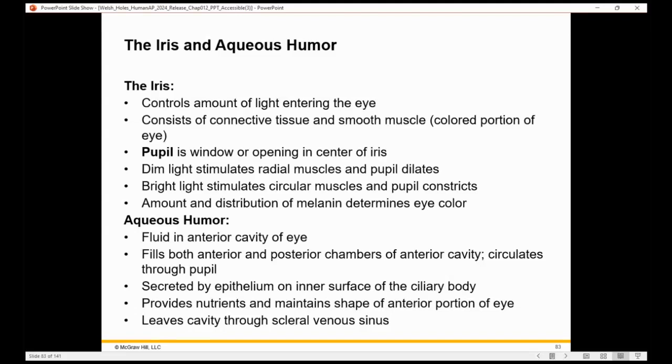Dim light stimulates the radial muscles and the pupil dilates in this case. Bright light stimulates circular muscles and the pupil constricts. The amount and distribution of melanin determines your eye color.